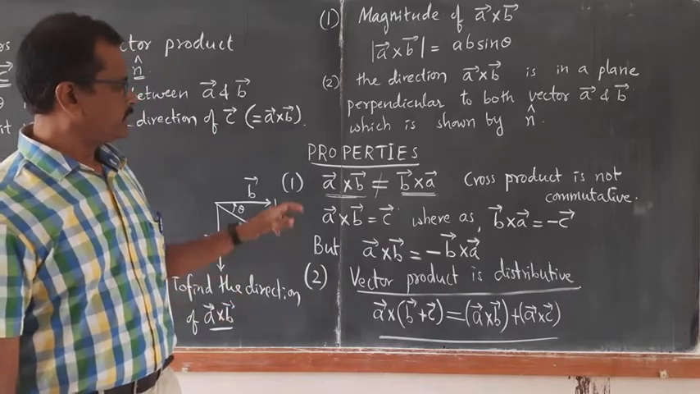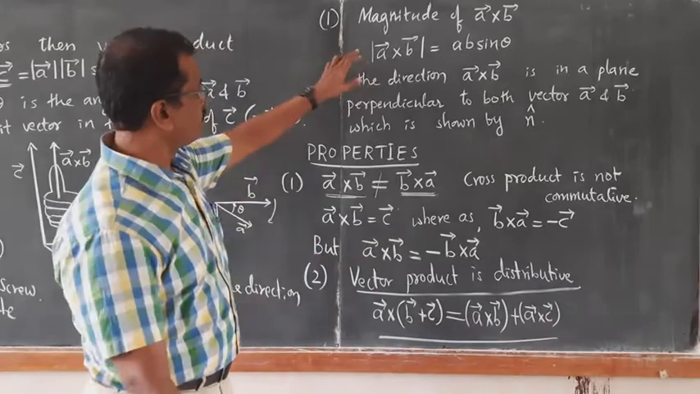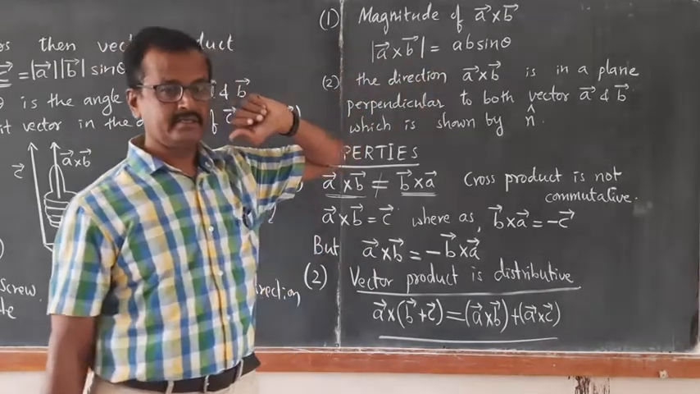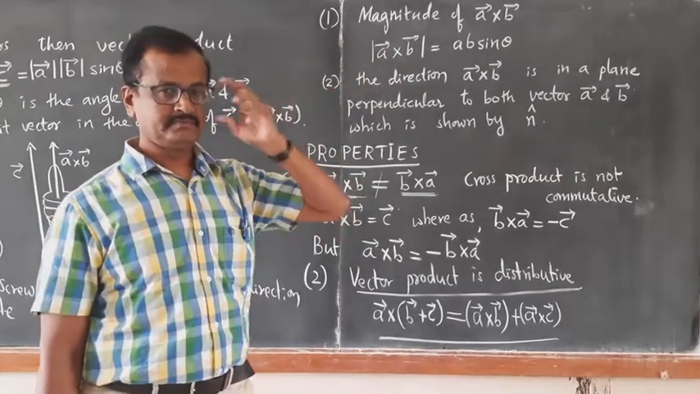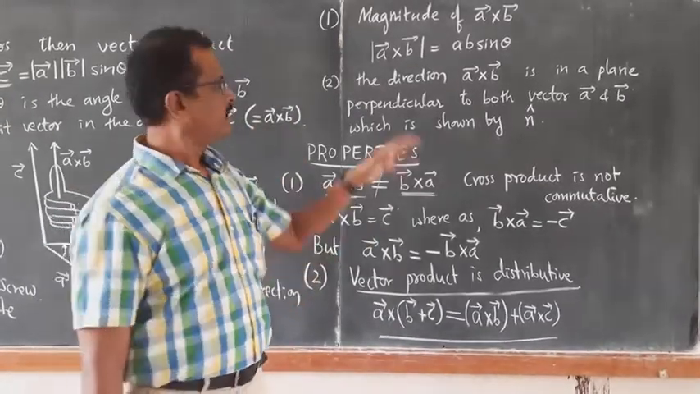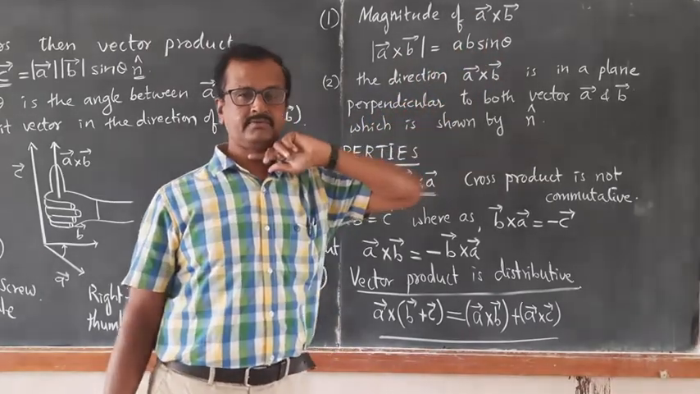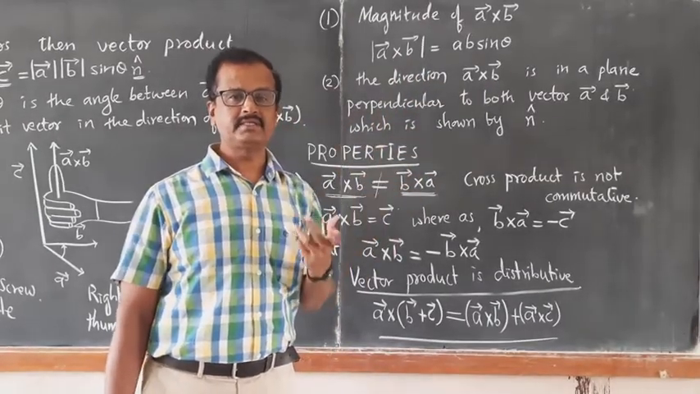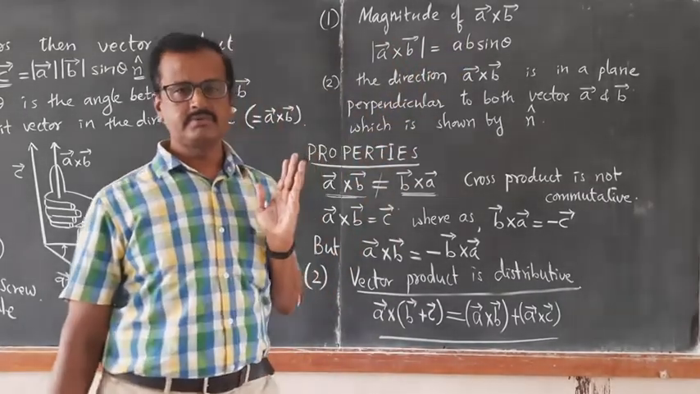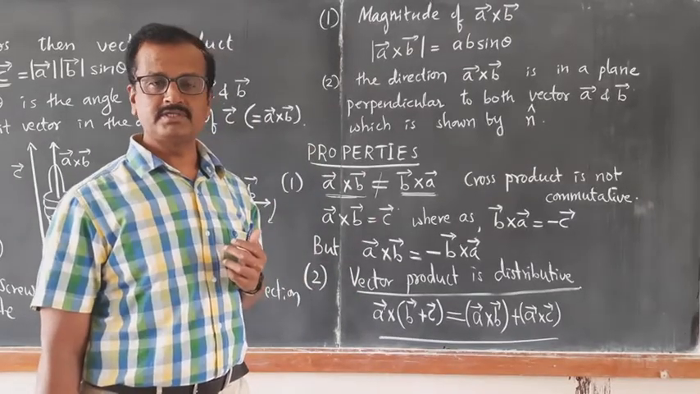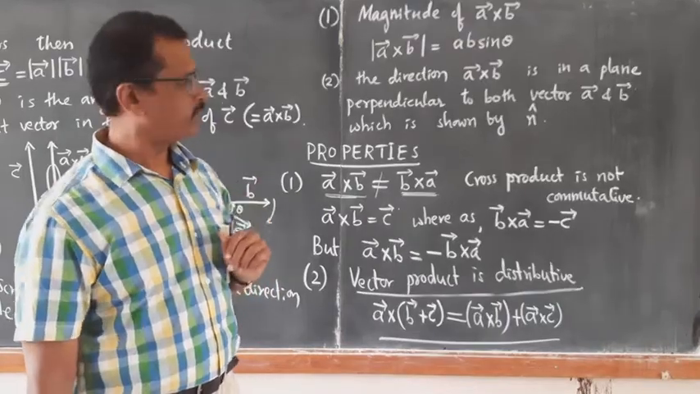Now we have learned the magnitude of A cross B is equal to AB sin theta, right? Now if you take the cross product of the same vectors, A cross A gives us A into sin 0. Why? The angle between the same vectors is 0. Then A cross A becomes 0. Similarly, B cross B becomes 0, C cross C becomes 0. I think you got the point.